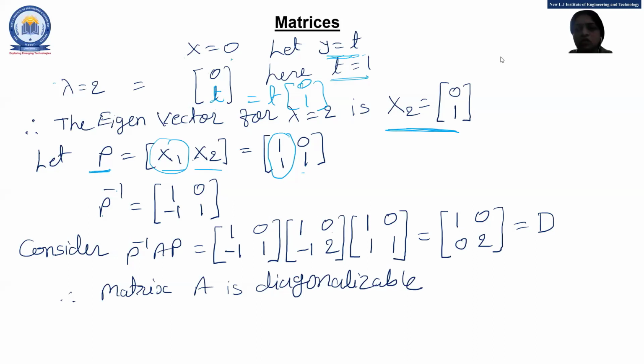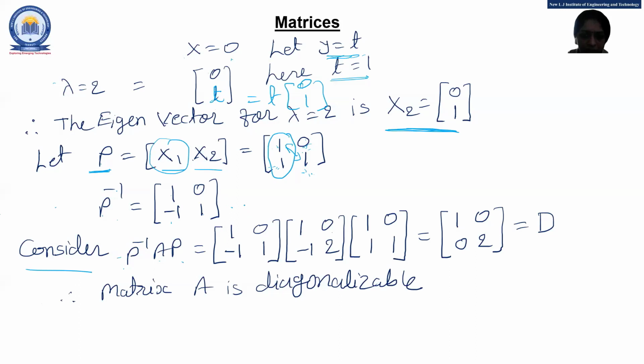Many students have given the answer in the chat box also. So, students, for directly writing the P inverse of a 2 by 2 matrix, please remember this shortcut method. We have to swap the diagonal elements and change the sign of the other elements. Here, by swapping 1, 1, both are the same, so 1, 1, and by changing the sign of this element, 1 becomes minus 1. So here we have P, and this is P inverse. Now consider P inverse AP.